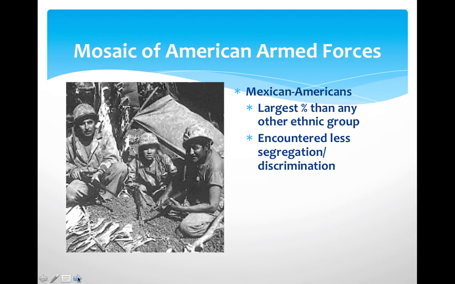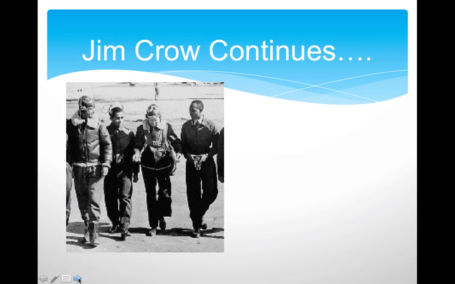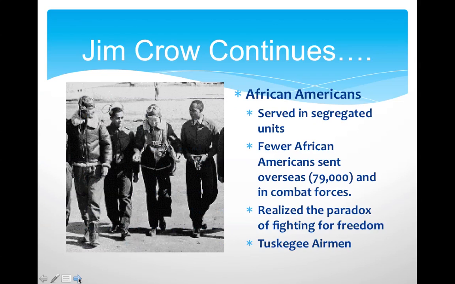When we look at Mexican Americans, they comprised the largest ethnic group during World War II. When we talk about ethnic groups, we're referring to minority ethnic groups in the United States. And we also see there's less segregation and discrimination against the Mexican Americans. However, the same cannot be said about African Americans during this time. Native Americans were found in special forces, and they were denied benefits after the war. With Jim Crow still looming large in the South, many historians will say that discrimination in the South never ceased until after World War II.